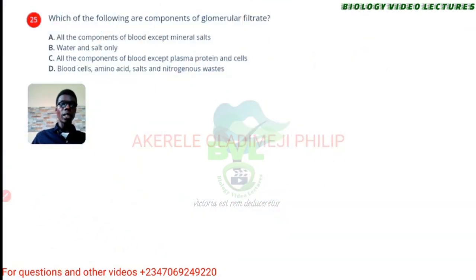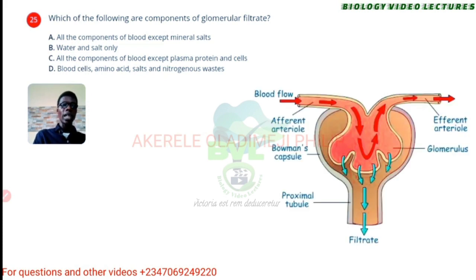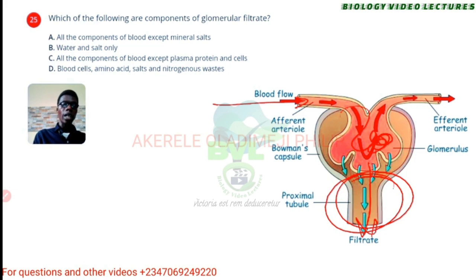Which of the following are components of glomerular filtrates, please? Now, let me quickly explain a few things. This structure I just circled is called the glomerulus. And what role does it play? It plays the role of filtering blood, all right? So when blood comes in this way, unfiltered, then it comes this way and like that and comes in here. So what is here is called glomerular filtrate. Why? Because it is a filtrate coming from the glomerulus.